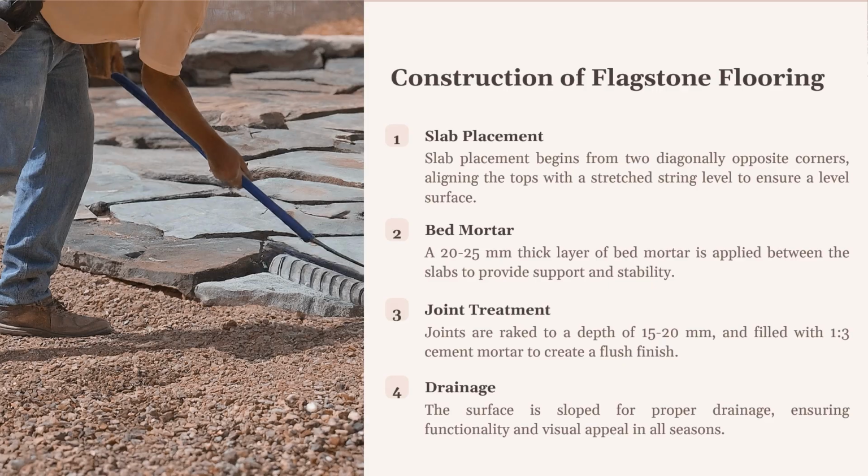across the entire flooring. Once set, the mortar joints are raked to a depth of 15 to 20 mm and then flush pointed with 1:3 cement mortar, adding a polished finish to the rustic charm of the flagstone. Here in Charleston, where rainfall is common, the surface is given a gentle slope to facilitate proper drainage, ensuring that the courtyard remains both functional and visually stunning in all seasons.